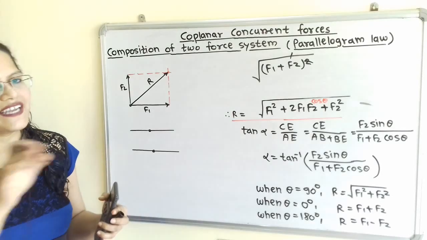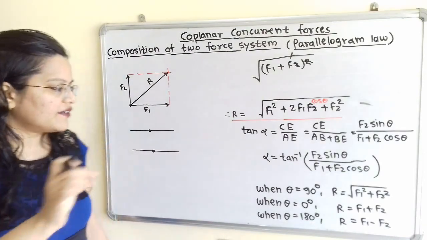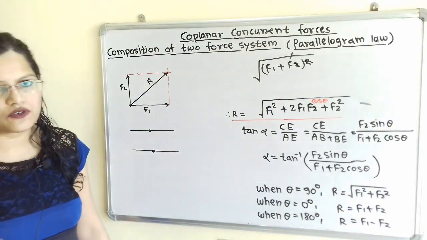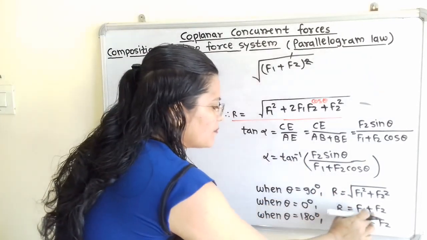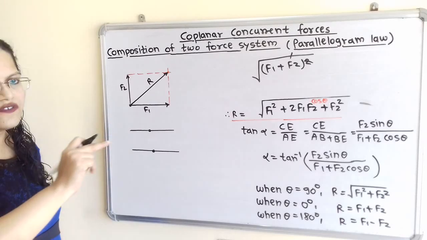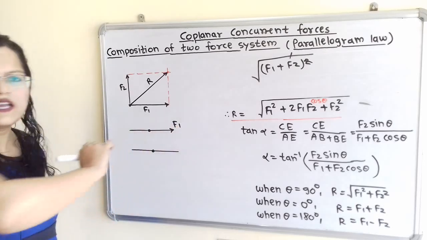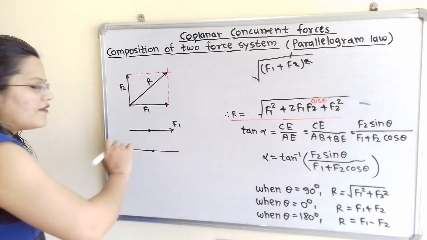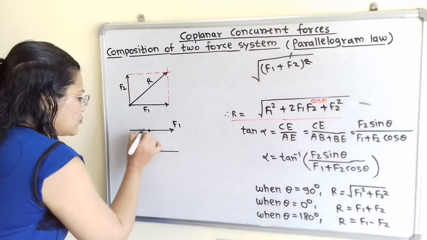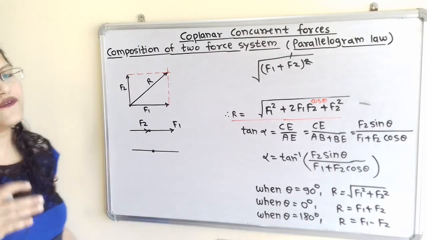So this is the formula that we use to add these F1 and F2 forces. If we observe, this theta, the angle in between the two forces, is 0 degrees. So how to show this F1 plus F2? Addition of two forces, these are concurrent forces. So from this point I will show force F1, and from the same point we have to show the force F2 in the same direction because theta is 0 degrees. That is F1 and F2.